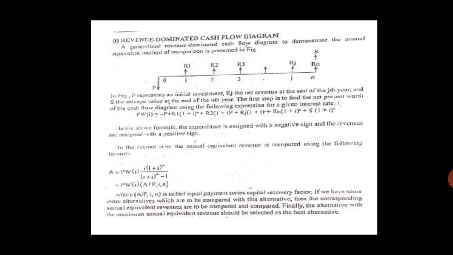If we have some more alternatives which are to be compared with this alternative, then the corresponding annual equivalent revenues are to be computed and compared. So you have 2-3 proposals, so you can find out this. For all these proposals, you find out the present worth, then you find out the equivalent annual worth, and then compare. Finally, the alternative with the maximum annual equivalent revenue should be selected as the best alternative. So if you have 2-3 alternatives, the alternative which has got the positive and the highest value should be considered as the best alternative.